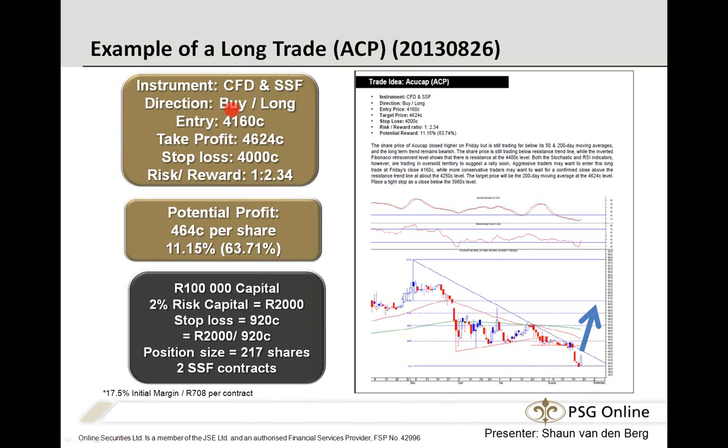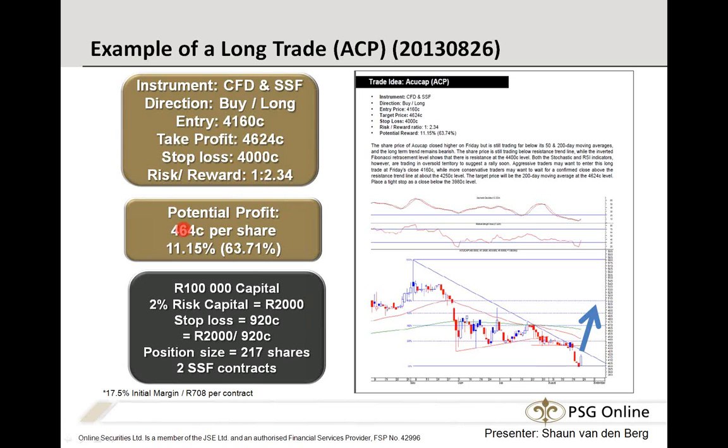This is a long at 41 Rand 60. My take profit was 46 Rand 24. So we do all these things for you. We calculate our stop loss, that was the low of the year. So I work out the risk reward ratio. I'm willing to risk 1 Rand to make 2 Rand 34. You should never go for a trade less than 1 to 2.